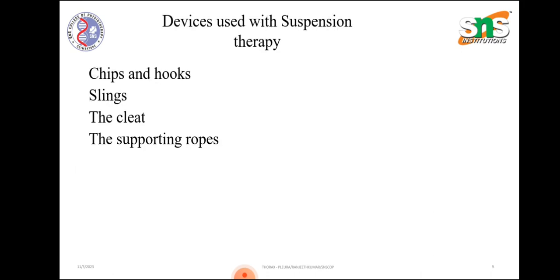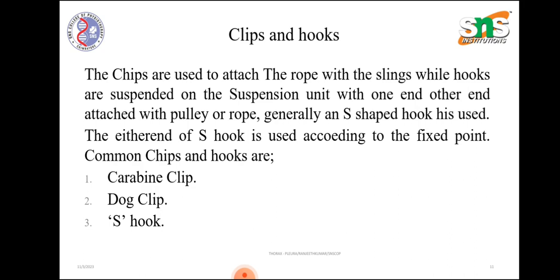Next are the devices used with suspension therapy: clips, hooks, slings, cleat, and supporting ropes. These four structures are used in suspension therapy. First, the clips and hooks. The clips are attached to the rope, and the rope to the slings. Hooks are suspended on the suspension unit with one end, and the other end is attached to the pulley or rope. Generally, the S hook is used, and either end of the S hook is used according to the fixed point. Common clips used are the carabiner clip and the dog clip. Three types are used: the carabiner clip, dog clip and S hook.